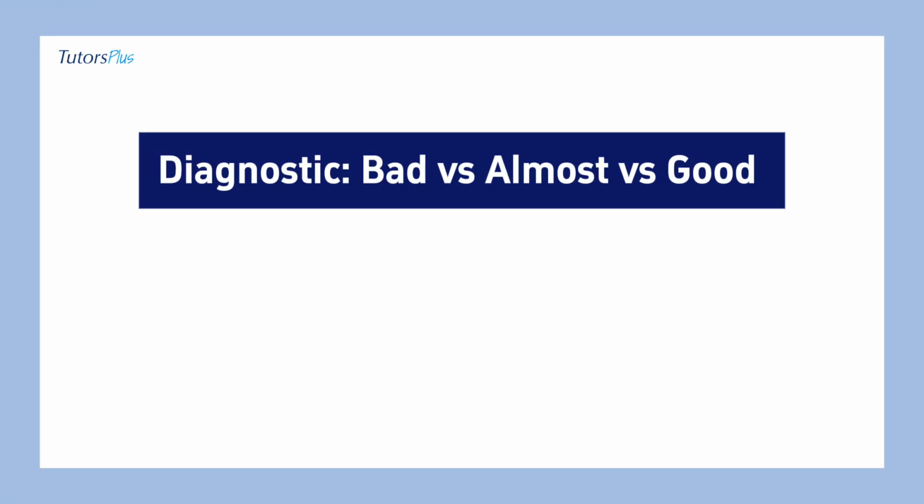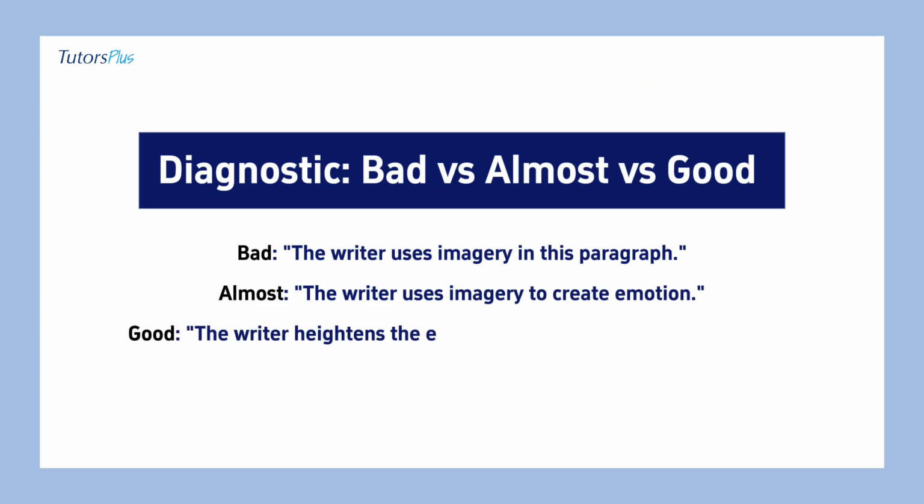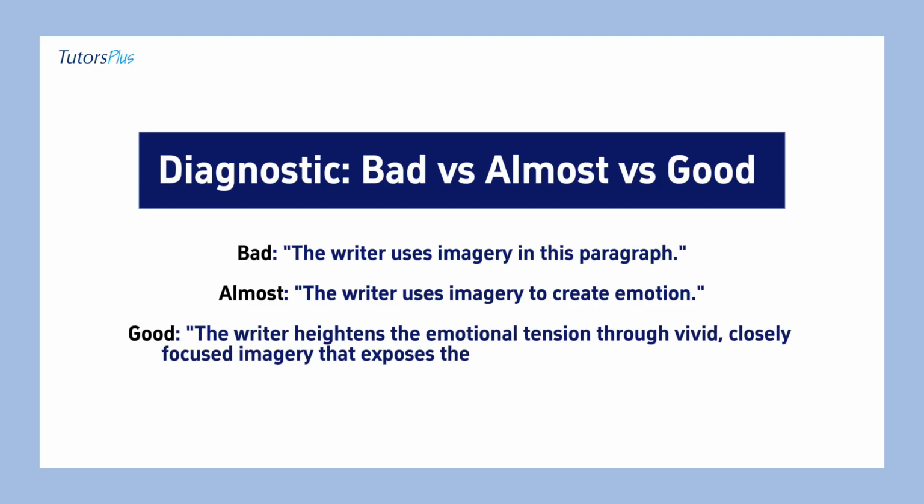So then we look at how we can improve this from a not very good example to a much better example. So our worst example: "The writer uses imagery in this paragraph." Very simplistic, very descriptive. To one that's getting a bit better: "The writer uses imagery to create emotion." So beginning in the right direction, we know what the writer is doing, we still don't know why. And then our best example: "The writer heightens the emotional tension through vivid, clearly focused imagery that exposes the narrator's growing discomforts." So here we have the idea, the emotional tension, the method through the vivid, closely focused imagery, and then the significance that exposes the narrator's growing discomforts.